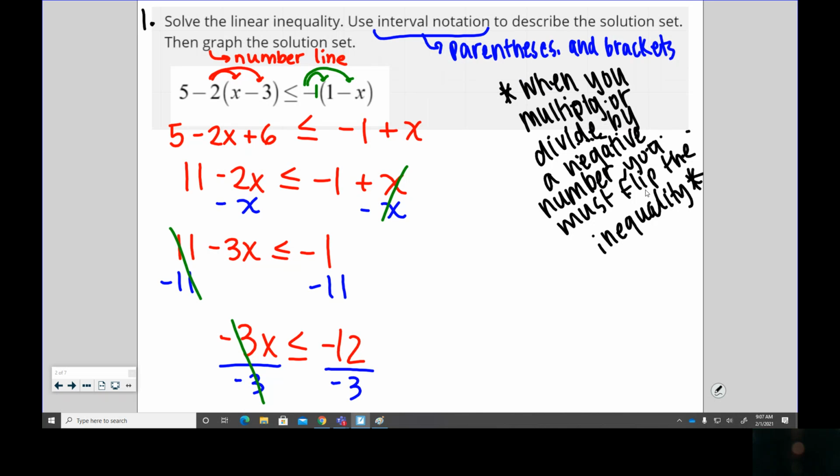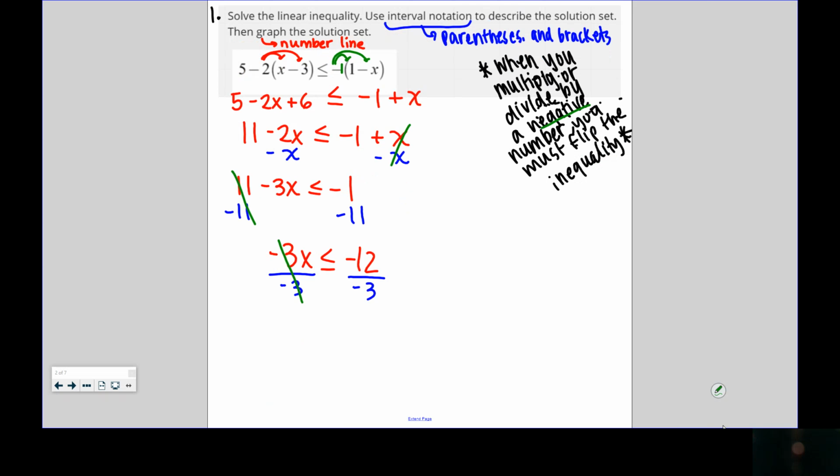So when you multiply or divide by a negative number, you must flip the inequality. If you divide or multiply by a positive number, you don't need to flip anything. Only when you multiply or divide by a negative number. Let me extend this page a little bit, if I can. There we go. This is very, very important.